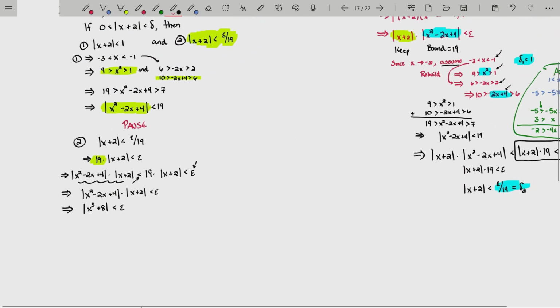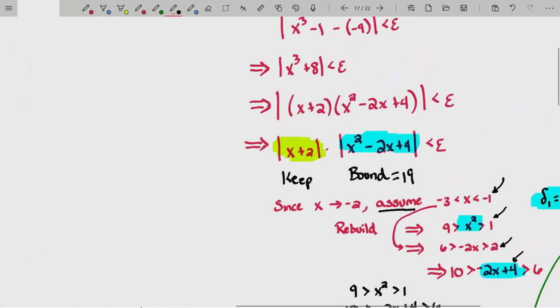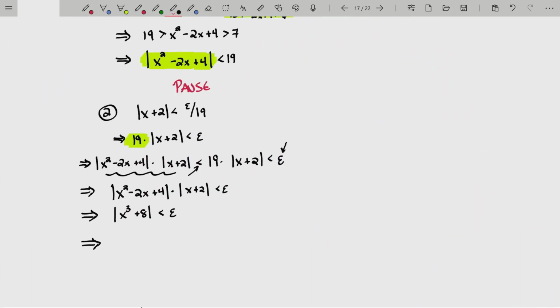You know what's also nice about that? Let me look at my scratch and I'll tell you. That is the absolute value of x cubed minus 1 minus a negative 9. It's less than epsilon.